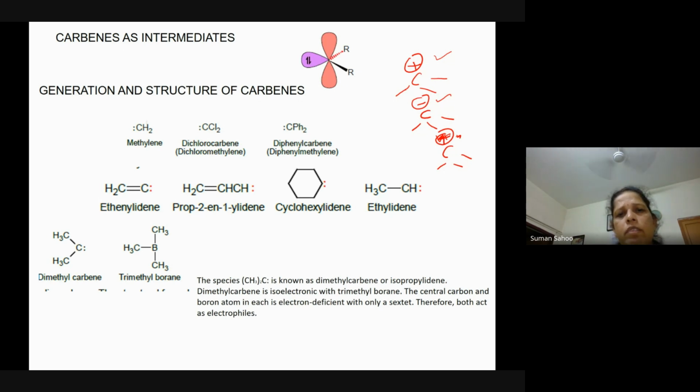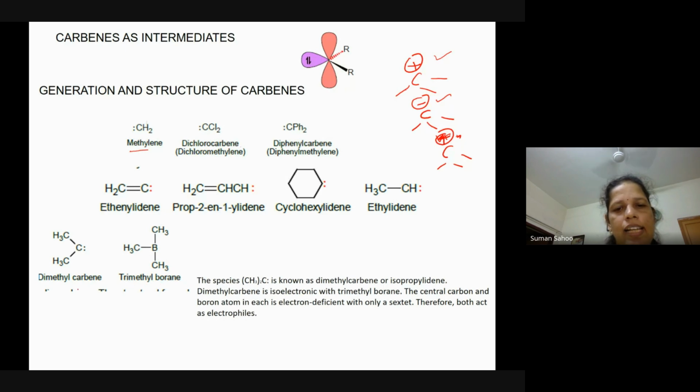as a lone pair, or unpaired. Okay, paired or unpaired. What are the nomenclature names? This is methylene carbene, this is dichlorocarbene, this is diphenyl carbene, and so on. This dimethyl carbene is like trimethyl boron.